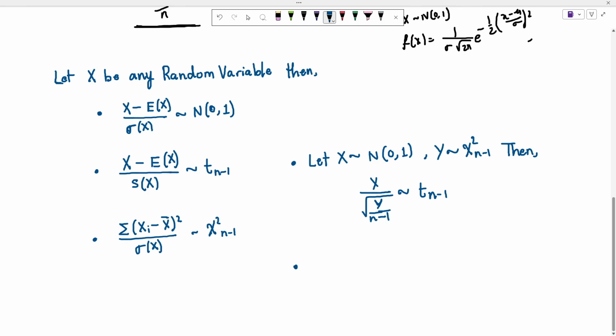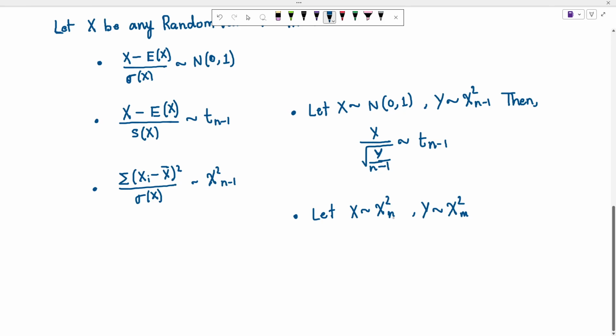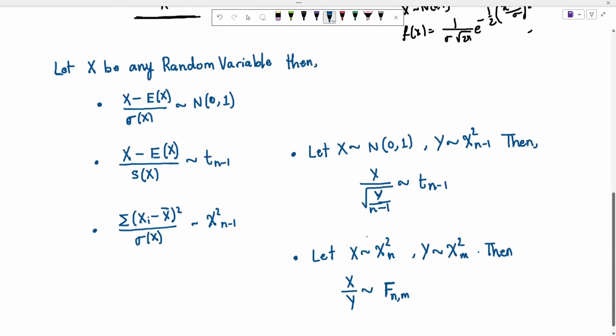Okay, and let x be any chi-square distributed variable with n degrees of freedom, and y be any variable which follows chi-square with m degrees of freedom. Then the ratio of these two things, x by y, will follow an f distribution, with degrees of freedom n, m. Which degrees of freedom do you write first? The degrees of freedom of the random variable in the numerator. So x has n degrees of freedom, so this will follow f n then m. So these are the basic things.